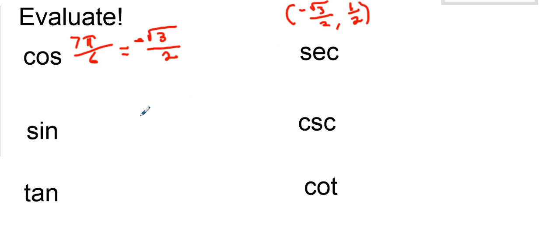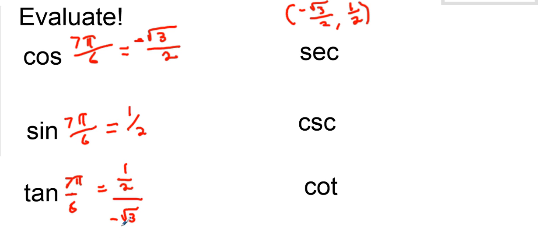Sine is our y value, so sine of 7 pi over 6 is simply 1/2. Tangent of 7 pi over 6, we learned, was just our y over our x, or our sine divided by cosine. So I'm going to take my y value, which is 1/2, and divide it by my cosine value, which is negative square root of 3 over 2.